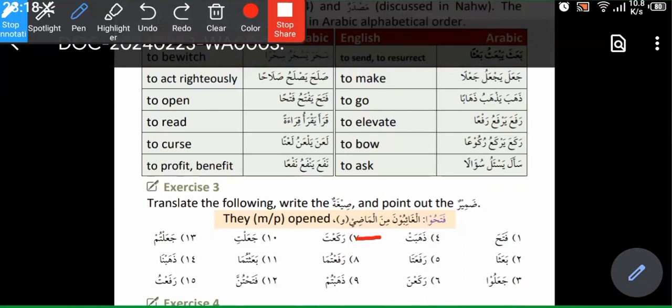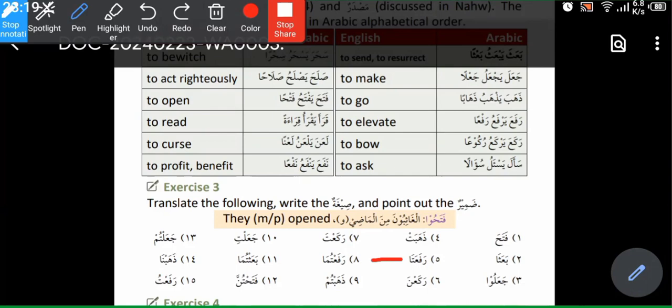Raka'ata. You bow. It's a you, feminine. Please speak louder. Wahid Muzakkar Hazir. Yes. Is it Wahid Muzakkar Hazir? Yes, exactly. So how do you translate it? Raka'ata. You bow. I'm telling a girl, you bow down. No, you are telling a boy. You bow down. Wahid Muzakkar Hazir. You bow down. Okay, you are telling a boy.